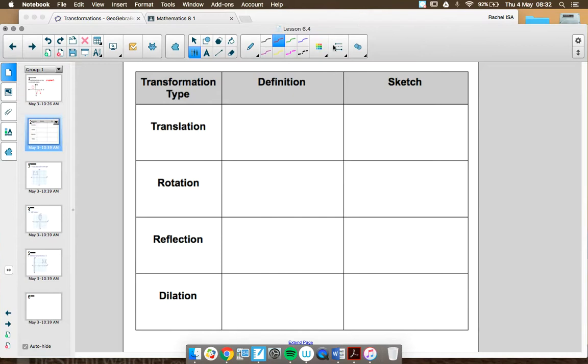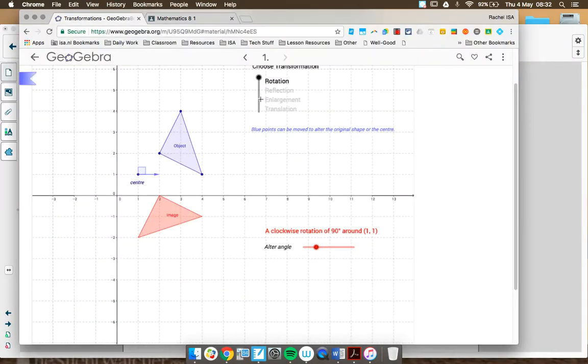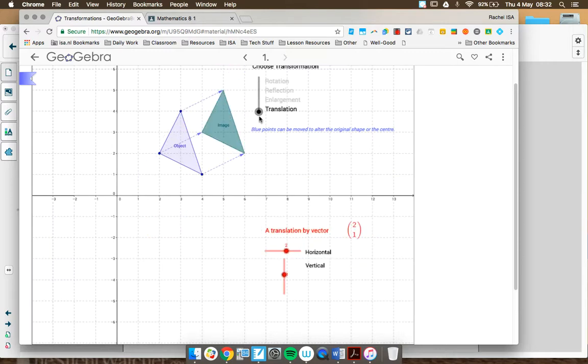So let me show you first a translation. And oftentimes we call a translation a slide or a shift. Okay, and this can be horizontal or it can be vertical. Right, so it can be going side to side or it can be going up or down. Okay, and I'll show you what a translation actually looks like.